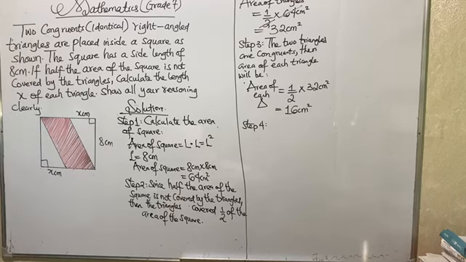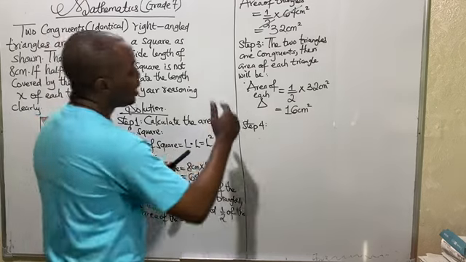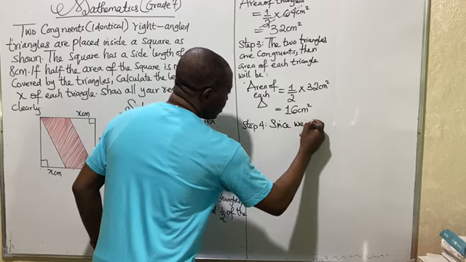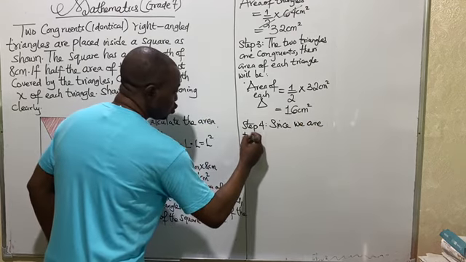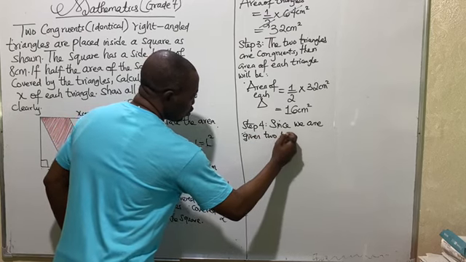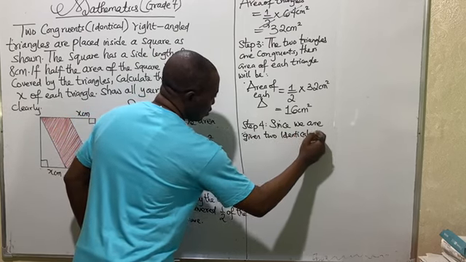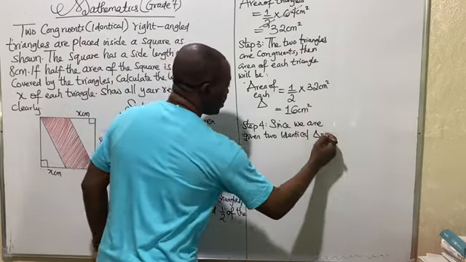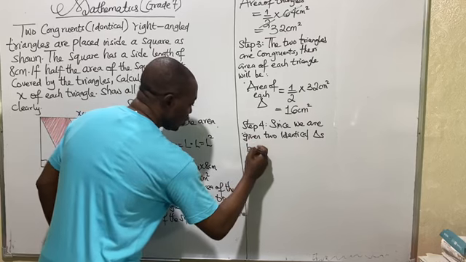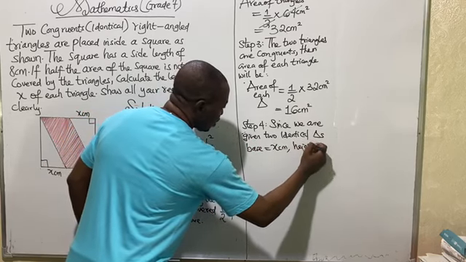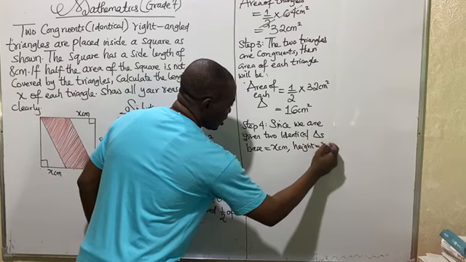That's a right angle. So for step 4, to be able to calculate the value of x, now because they are identical, we are given two identical triangles. Which means we're going to have the base to be x centimeters. Then the height of the triangle will be x centimeters as well.